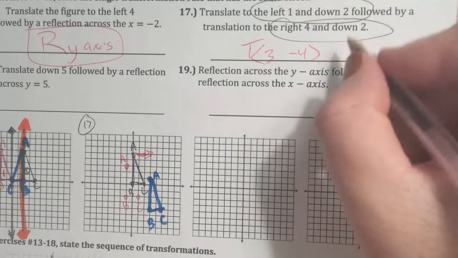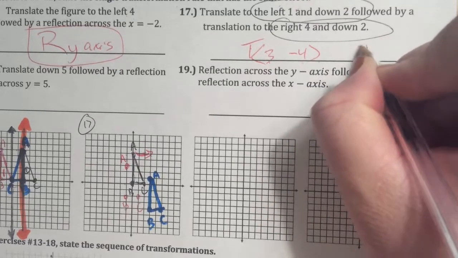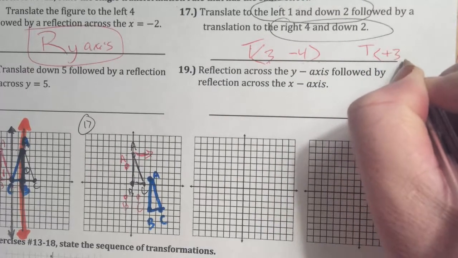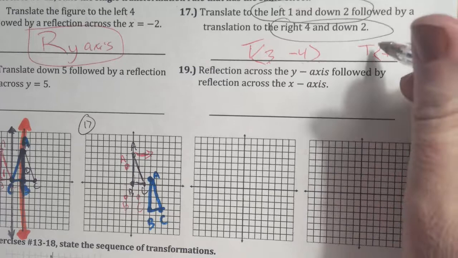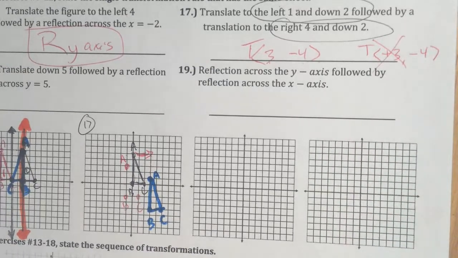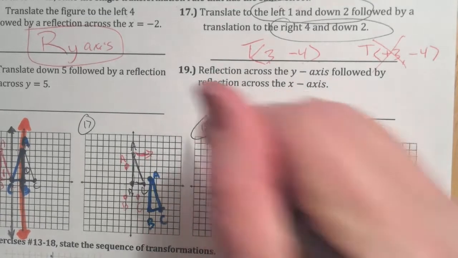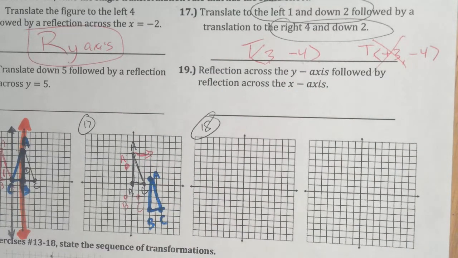Okay. Make sure that you do not write positive 3, negative 4. That would be wrong. Do not put a plus sign in front of there. Okay. Let's try 18. They say translate down 5 and then reflect over y equals 5.